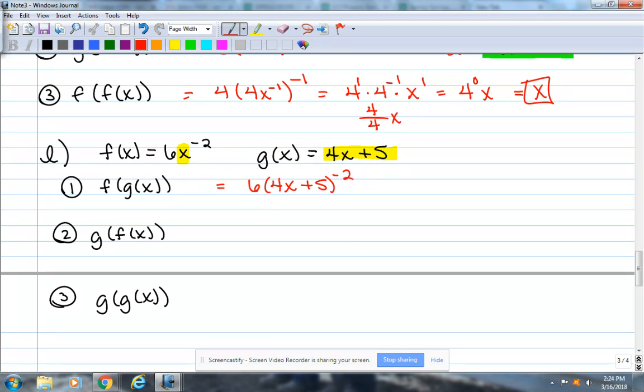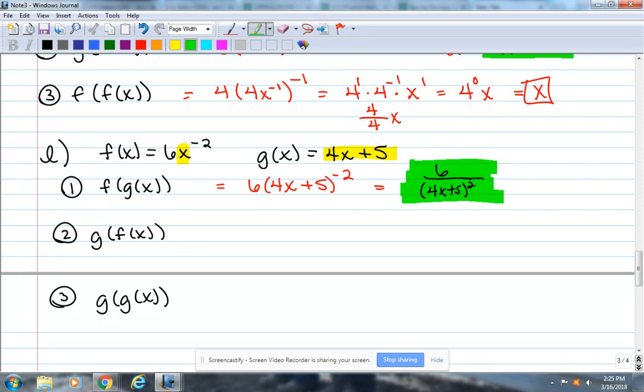Now what do I do with negative exponents? Other side of the fraction. So it's just going to be 6 over 4x plus 5 all squared, and you can leave it like that. Oh, this is really not so bad. It's confusing, I ain't gonna lie, but the math is not super difficult.